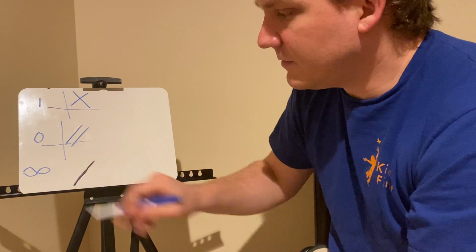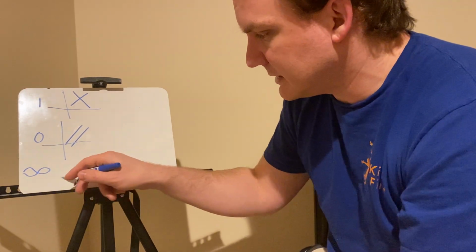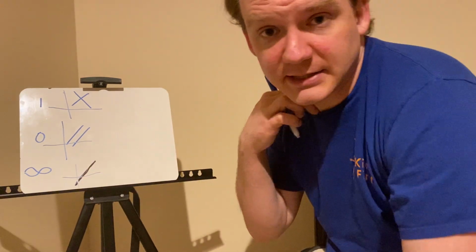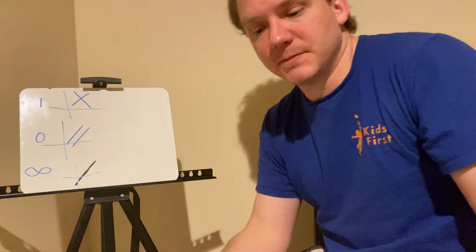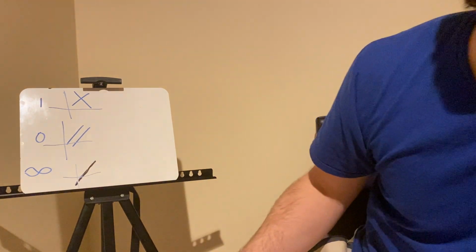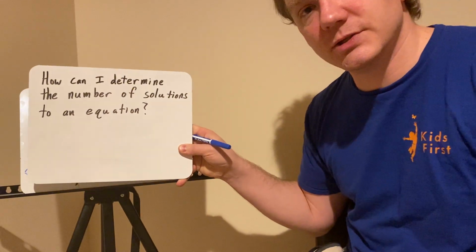And infinitely many solutions looks like there's only one line here because, if I put it on a graph, it's exactly the same line. So when you go to draw the second line, it's right on top of the other one. So that's why you have infinitely many solutions. So again, that is, how can I determine the number of solutions to an equation?